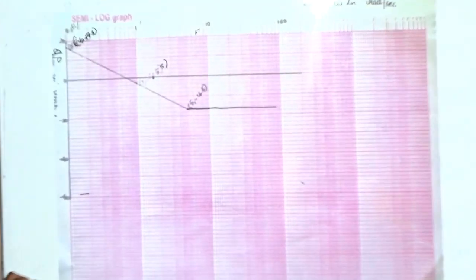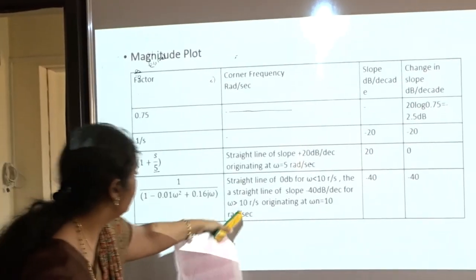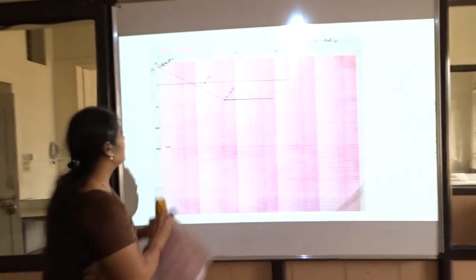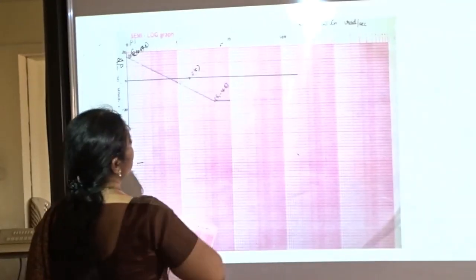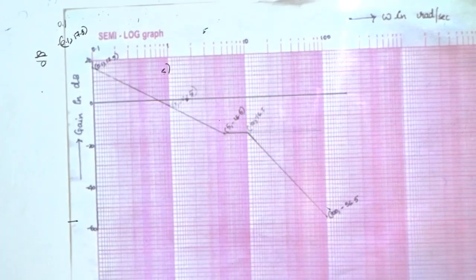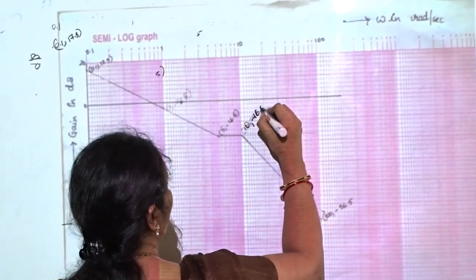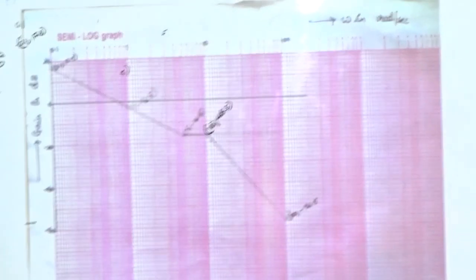But where should you stop? You look for the next corner frequency, which comes at omega equal to omega n. What is omega n? It is 10. So we have to stop at 10. The magnitude there is again minus 16.5. Now what will be the slope? It is a quadratic term, a square term, and the slope given by that term is minus 40.